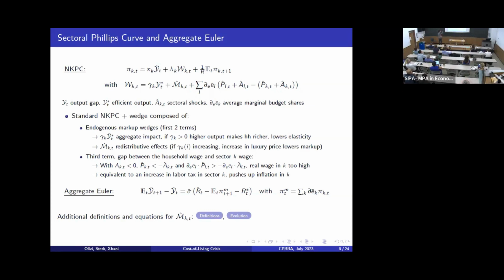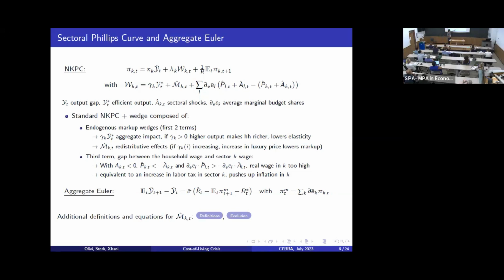Okay, so those are the three wages that matter for the mechanism here. And then you have the equation for the demand index. The main one is the equation for the output gap, and the output gap responds to the interest rate and to an average of those marginal budget share indices. So I denote this partial E bar K, the average marginal budget share across the population. So it's really just an average.